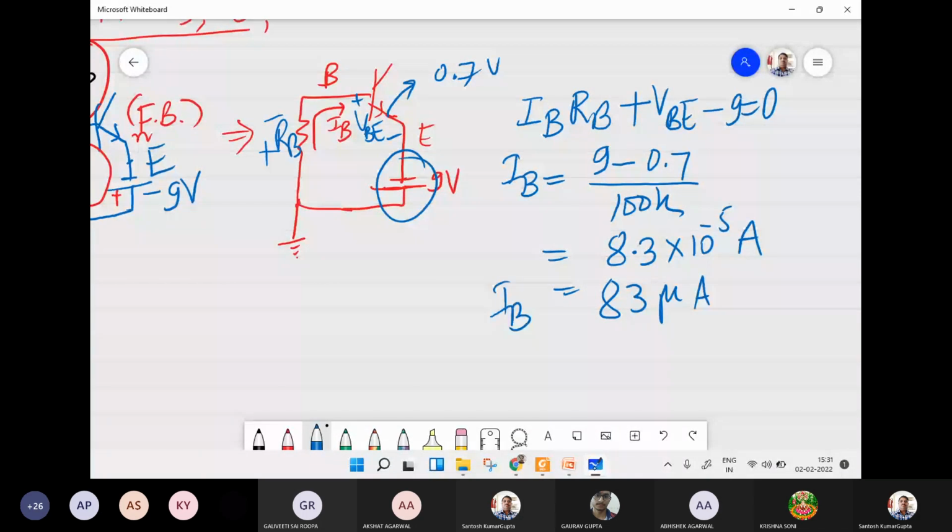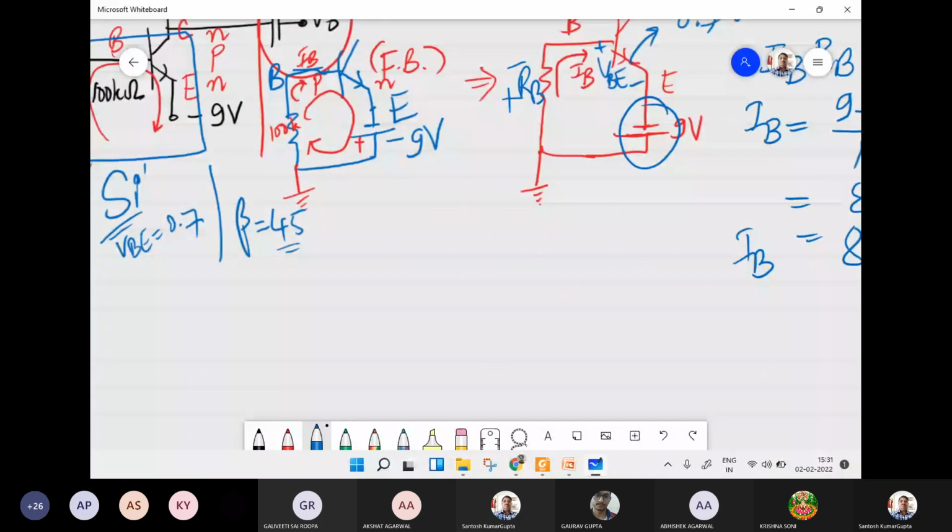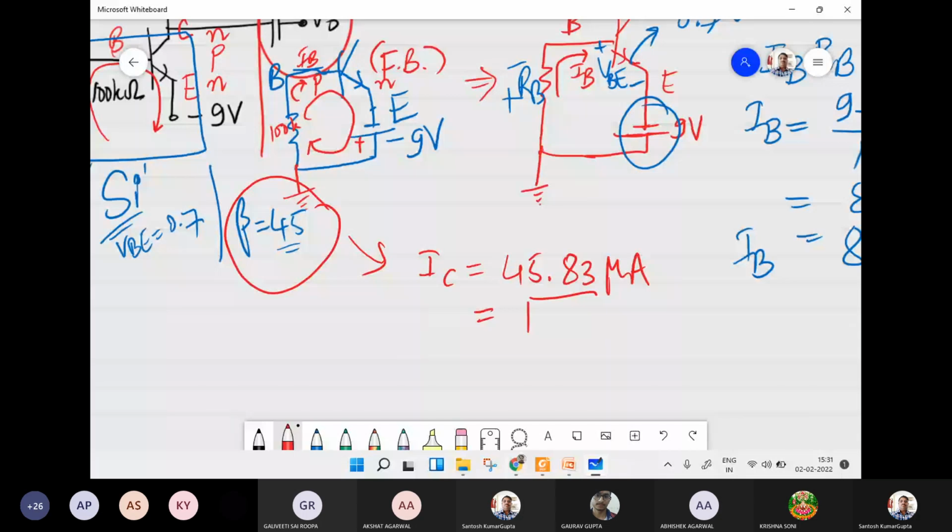So IB is found in this way, and as soon as we know the IB value, we can take the help of this beta value here and write the value for the IC current, assuming that this is in the active region. So 45 times 83 microampere. This one can find out. IE also one can find out. Okay, IE can also be found.